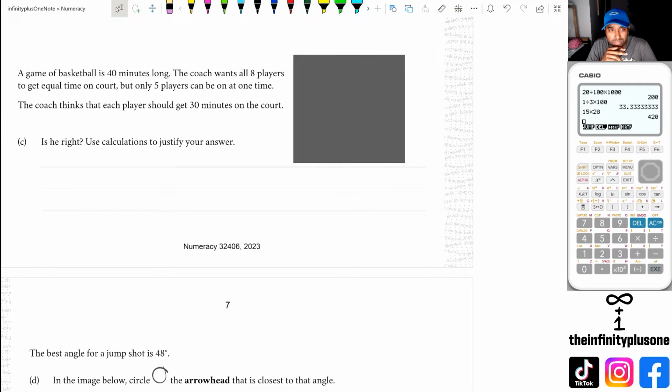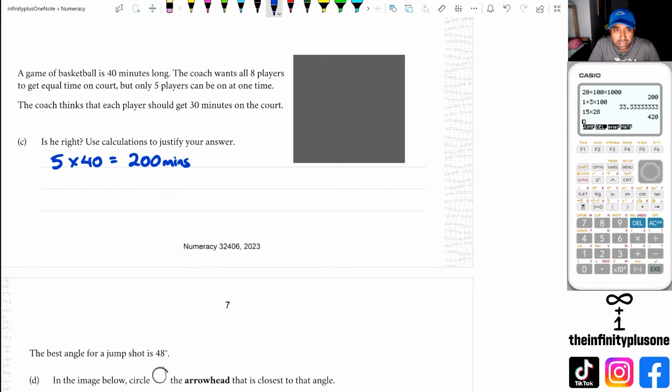There's a couple of ways of doing this. We could first work out what's the optimal time, and from there we could work it out. So let's start with this. We've got 5 players and the game is 40 minutes long. That means there are 5 positions, so 5 positions times 40 minutes. We'll work that out first. So 5 times 40 is equal to 200 minutes.